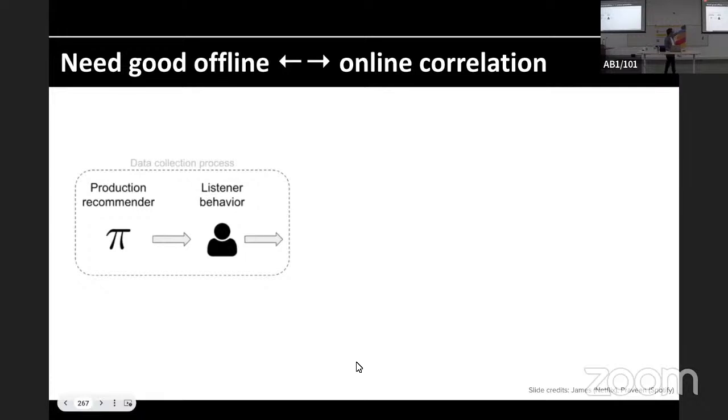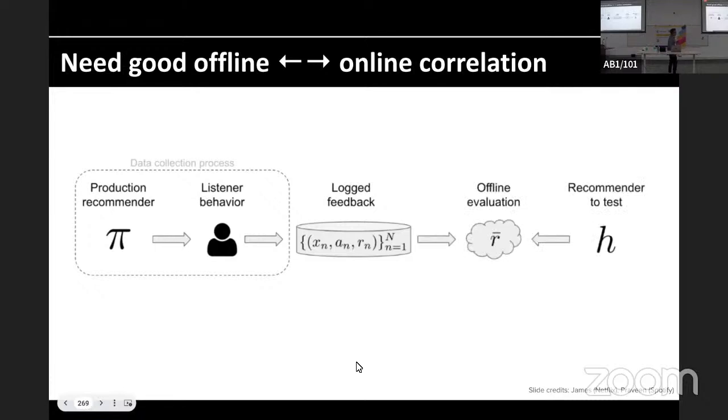So we have the production recommendation. I have the policy, pi. Policy is what is making the decision, what to show to the user. And I have the listening behavior. I collect this log data that I showed you yesterday: you liked this track, you didn't like this track, you streamed so much. So I have all that interaction data. Now I want to use that to evaluate a new recommendation policy.